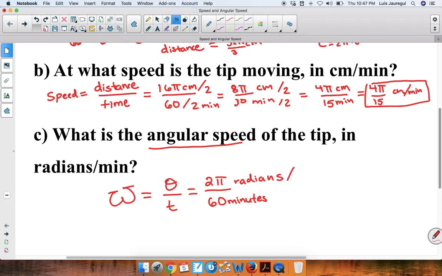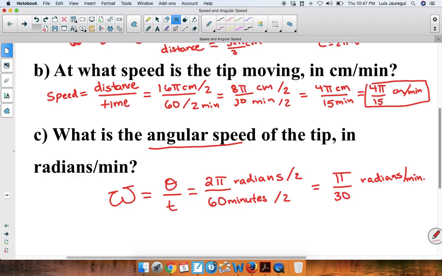Now by dividing by 2, both numerator and denominator, we can get that this is simply pi over 30 radians per minute. And that's our angular speed here.